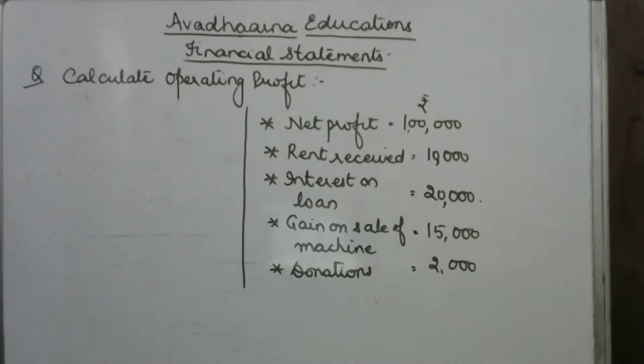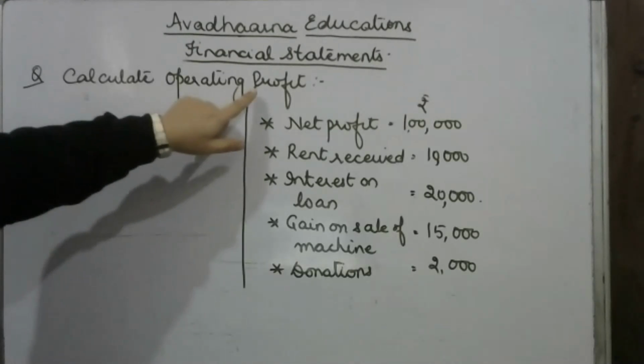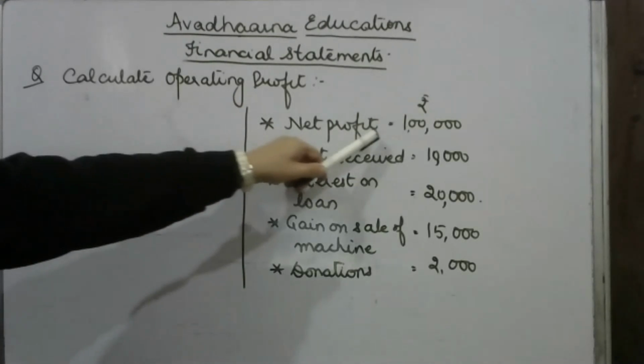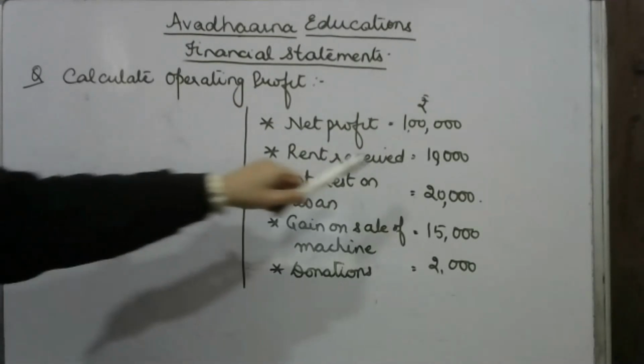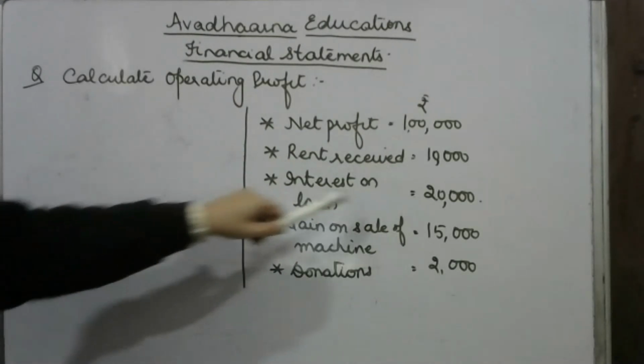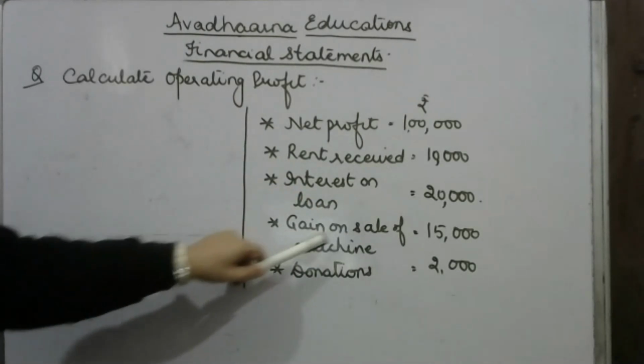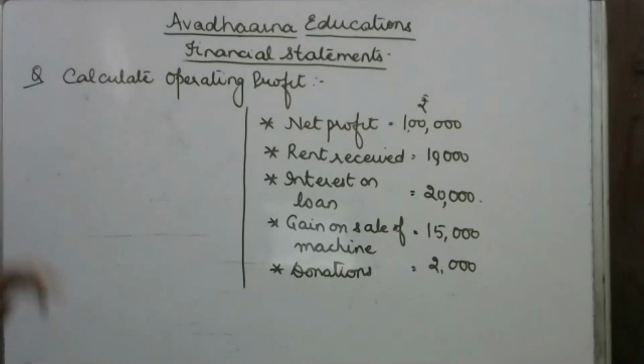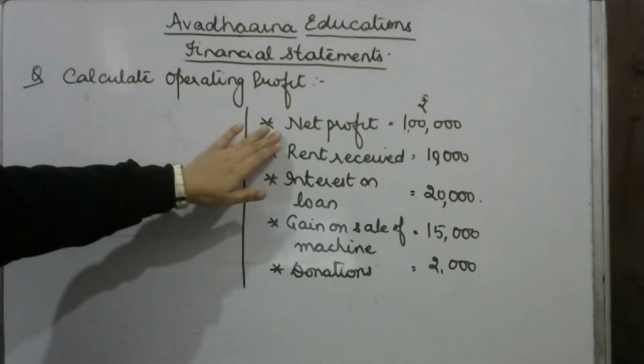So let us take this problem. We have to calculate the operating profit from the following particulars. Net profit given is 1 lakh. Rent received 10,000. Interest on loan 20,000. Gain on sale of machine is 15,000 and donations 2,000. Fine. Now let's start. देखो net profit दिया हुआ है.